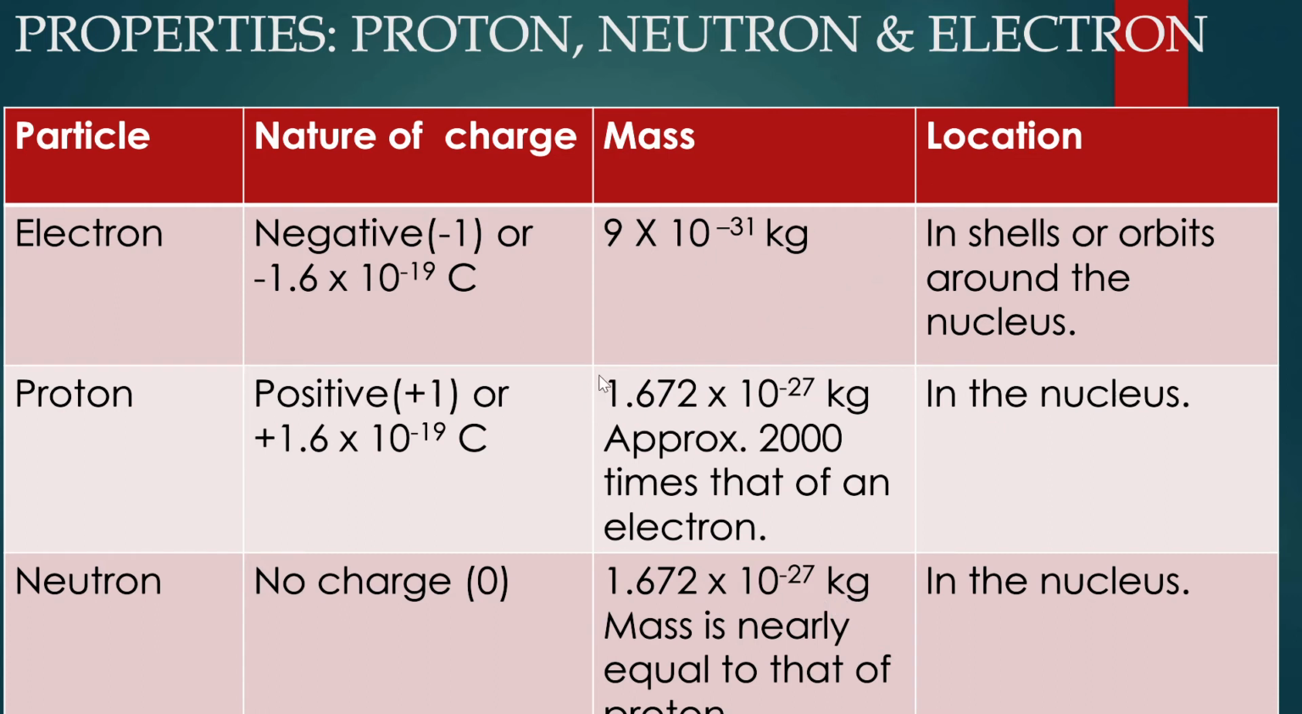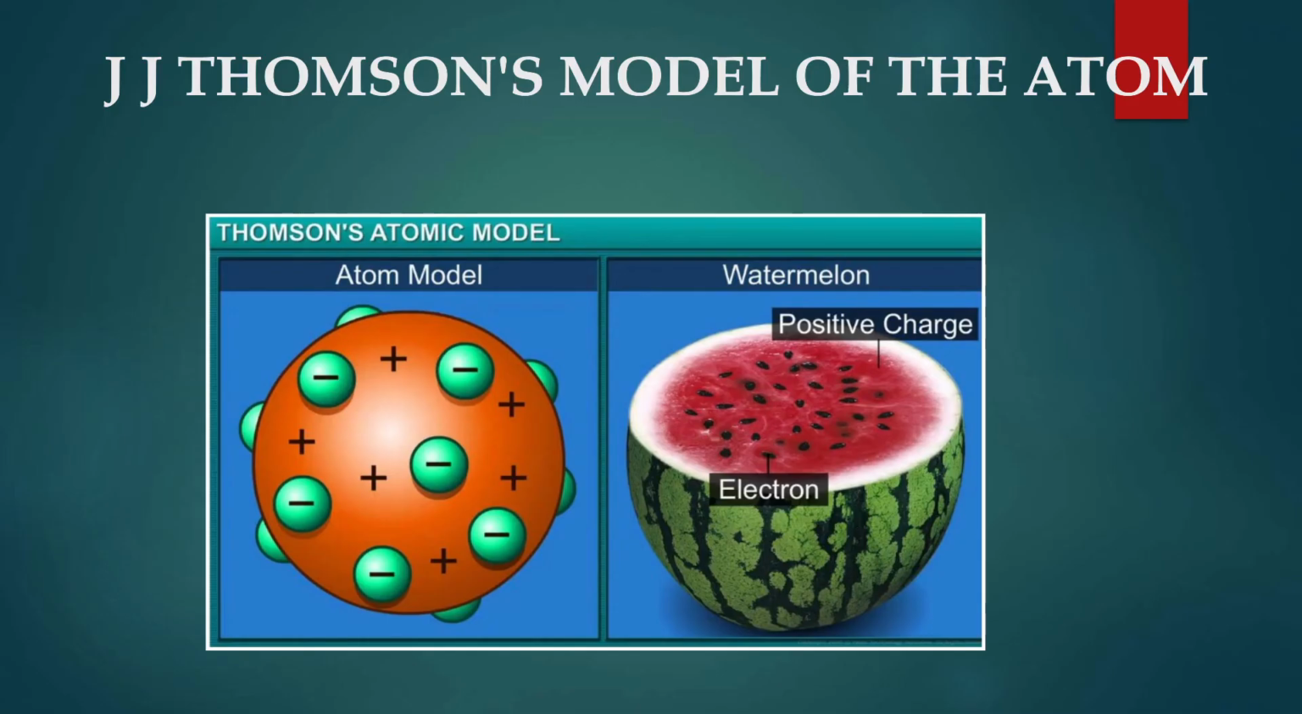Now location, where are these found? Electrons are found in shells or orbits around the nucleus, whereas the protons and neutrons are found in the nucleus of the atom, and hence these protons and neutrons together are also known as nucleons. Now we have read about your protons, electrons and neutrons. Can you just imagine how these are arranged?